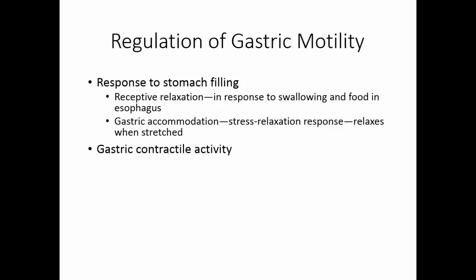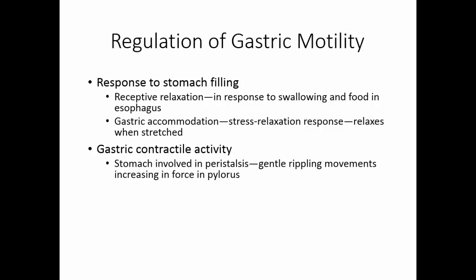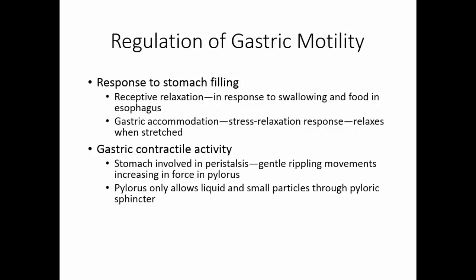Then gastric contractile activity begins. The stomach is involved in peristalsis. Peristalsis is that movement of material through there. And in the stomach it is a gentle rippling movement. It increases in force as you get to the pyloric end of the stomach. The pylorus only allows liquid and very small particles through the pyloric sphincter, so the most vigorous activity occurs in the pyloric region to make sure we have liquefied that food.